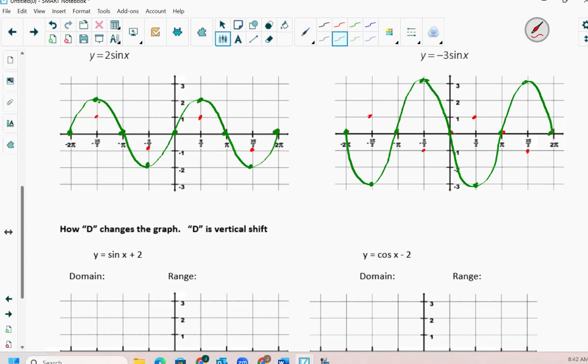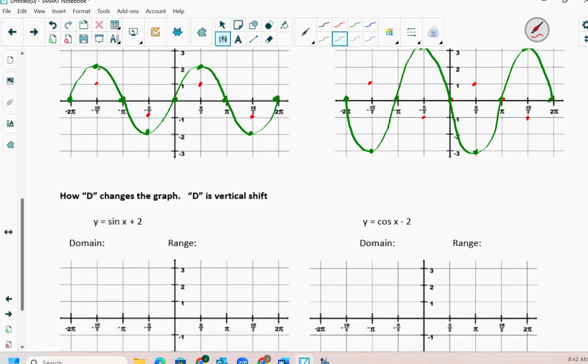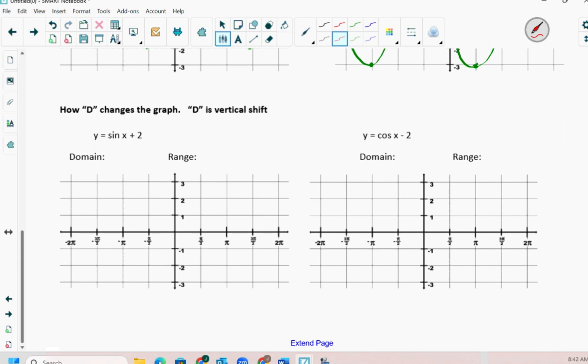Okay, so now let's try a d value. We don't have any a values happening on these, just the d value, your vertical shift. So let's do the first one together. Y equals sine of x plus 2. So again, I'm going to put those parent graph dots in red.